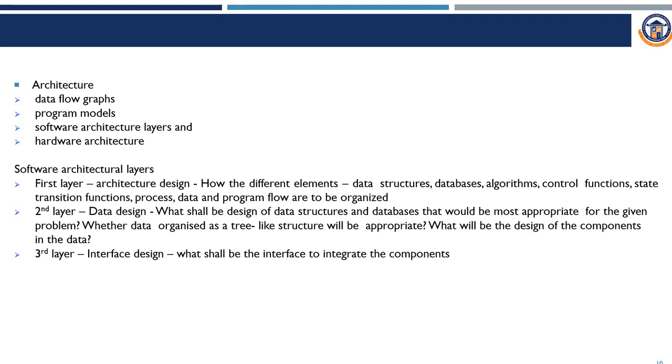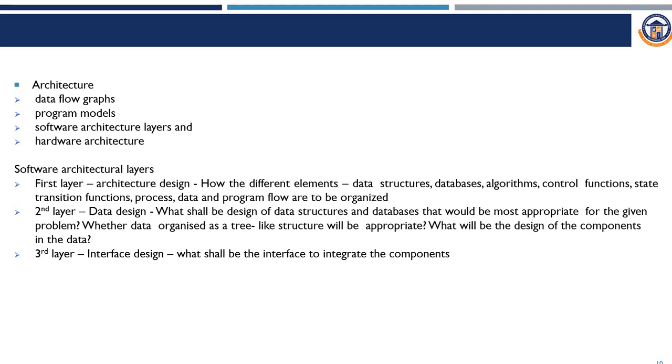When you take the architecture, which includes data flow graph, program model, software and hardware architecture. Software architecture layer, there are 3 layers. First layer consists of architecture design, where how the different elements of data structures, databases, algorithms, process and data and program flow are to be organized. Second layer is the data design.